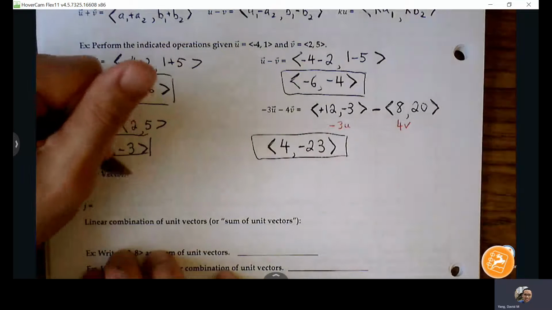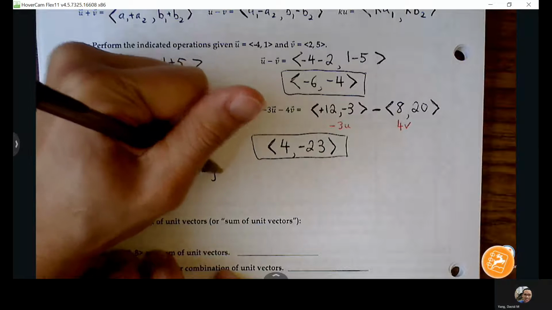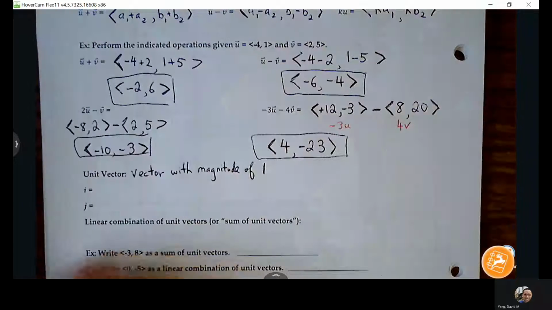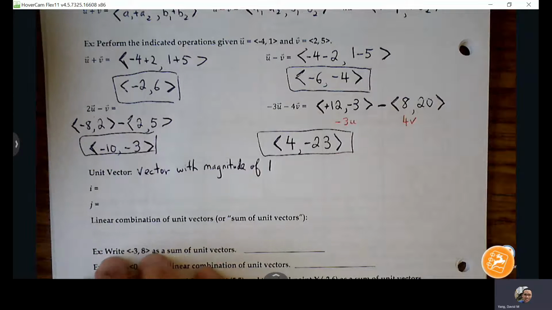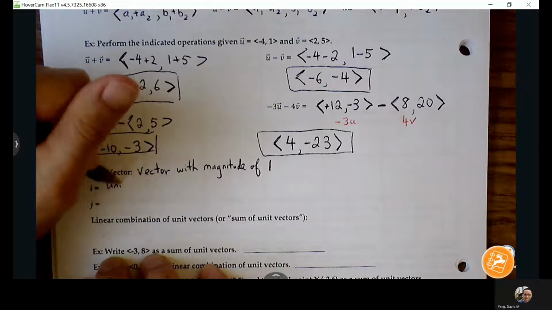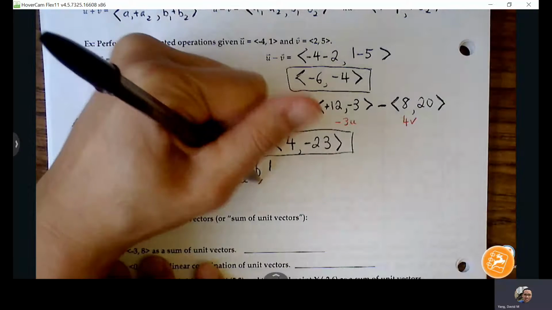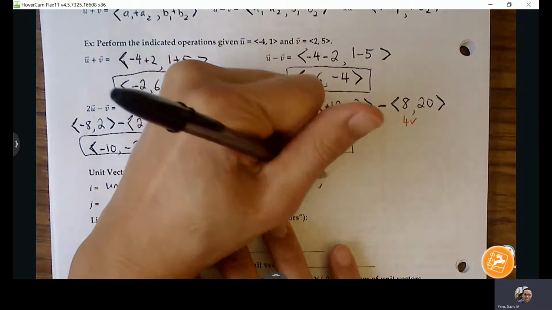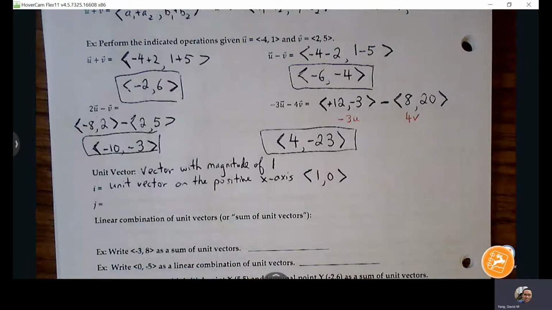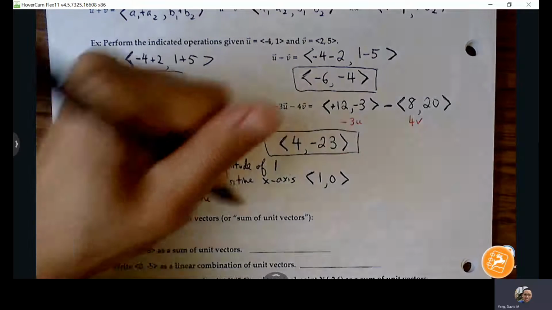Okay, unit vectors. Definition for unit vector is a vector with magnitude 1. Okay, i is representative of a unit vector that is on the positive x-axis. So vector i, or unit vector i, would represent 1, 0. Okay, j is the unit vector on the positive y-axis.